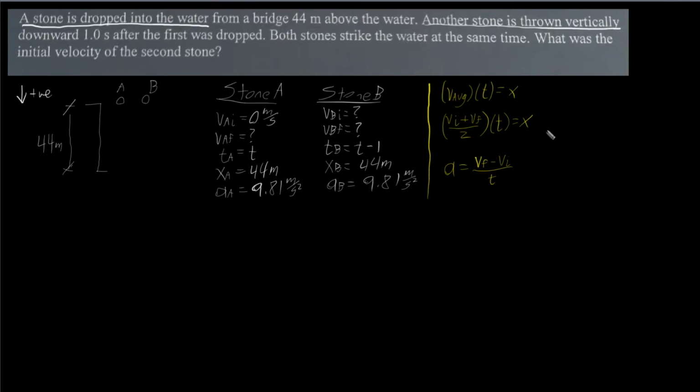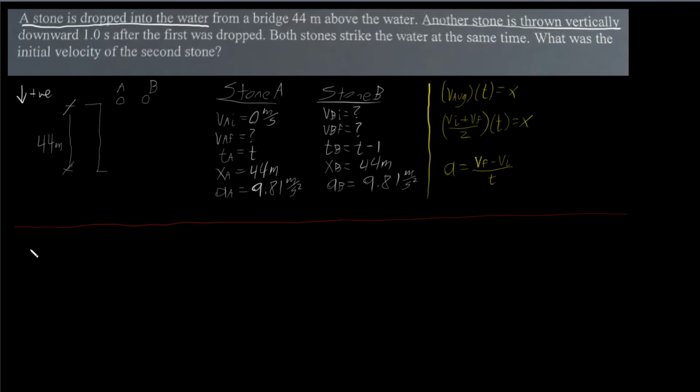So here are the two equations that we're going to be using. Okay, so let's get started. And let's start by taking a look at stone A over here. We can use this first equation that we have here, average velocity times time is equal to distance. And let's see what we could solve for stone A using this equation.